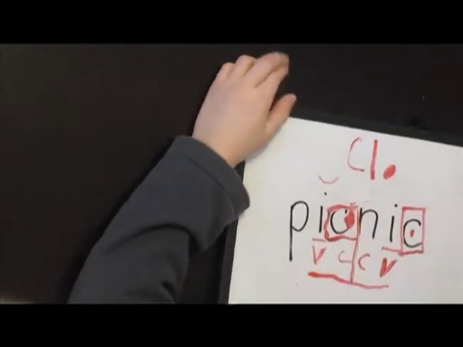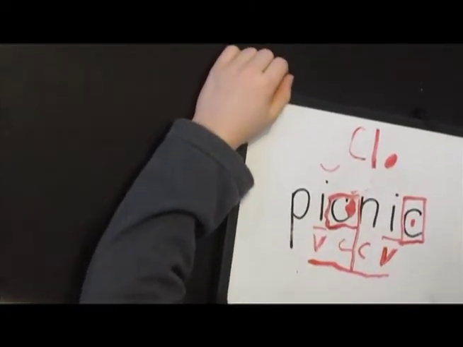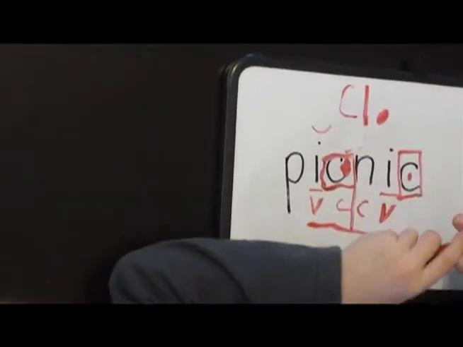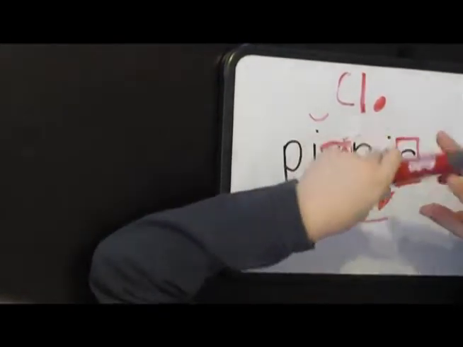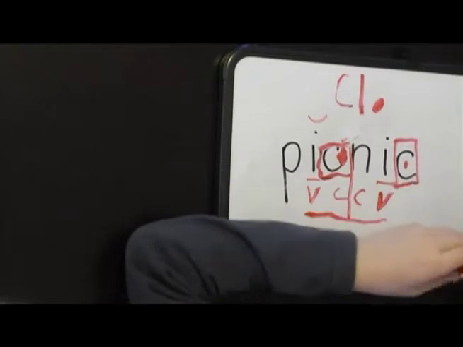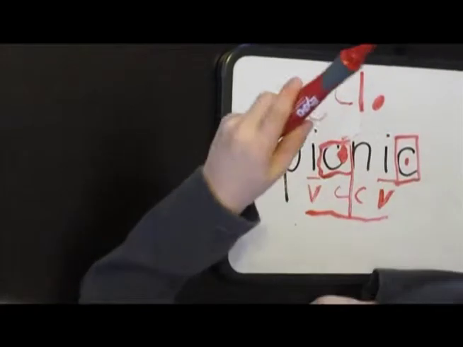What does that syllable say? Nick. Okay, good. So read the word to me. You can read two different syllables. Read them to me. Picnic. Picnic. Good job. What's a picnic? Use it in a sentence for me.